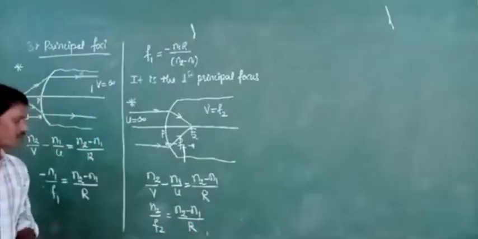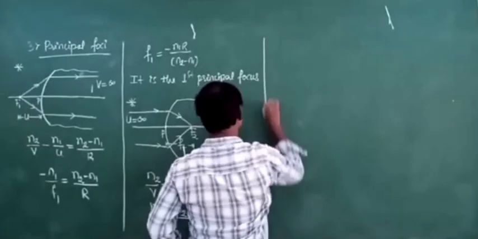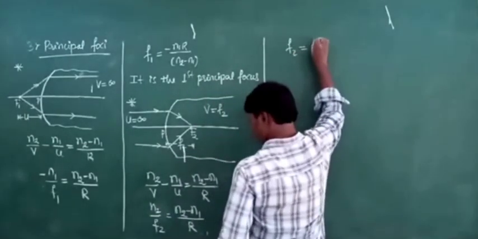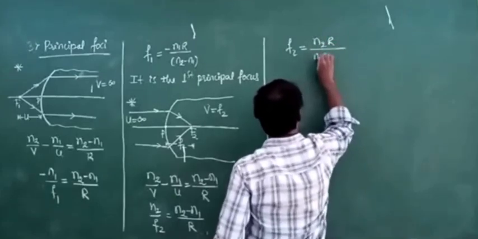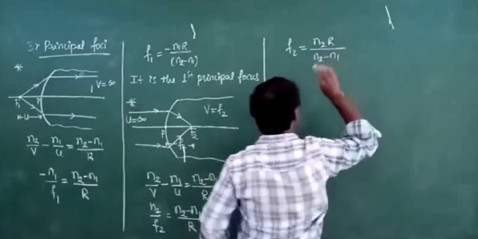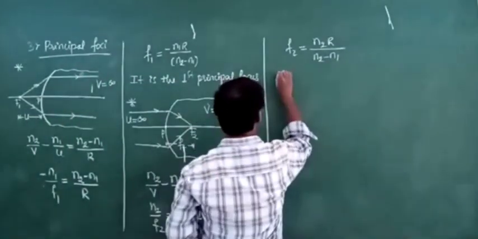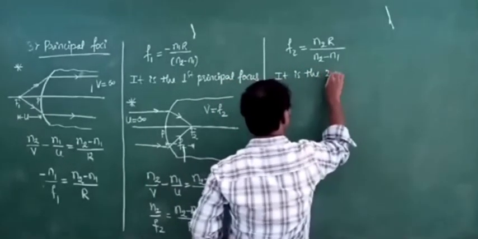Now we need f2, the second principal focus. f2 is equal to n2 into r divided by (n2 minus n1). It is the second principal focus.